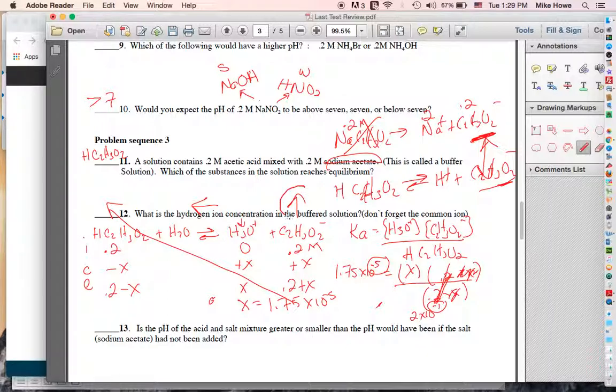So this is our initial stress. Equilibrium shifts that way, so this has to get used up to make more of this. If this goes down, that means less acid, because this is the ion that makes acid. So if there's less acid, what happens to pH? So the pH of the mixture would have been higher.